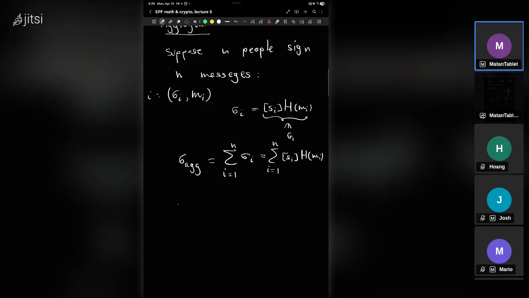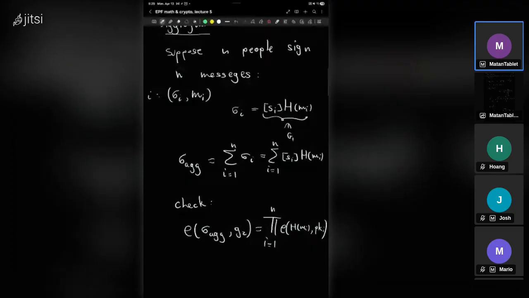So I propose to check that E of the aggregated signature with G2 is equal to the product, i equals 1 to n, of E of the hash of the i-th message with the public key of the i-th signer. And again, I accept if and only if I have equality, and I reject otherwise.